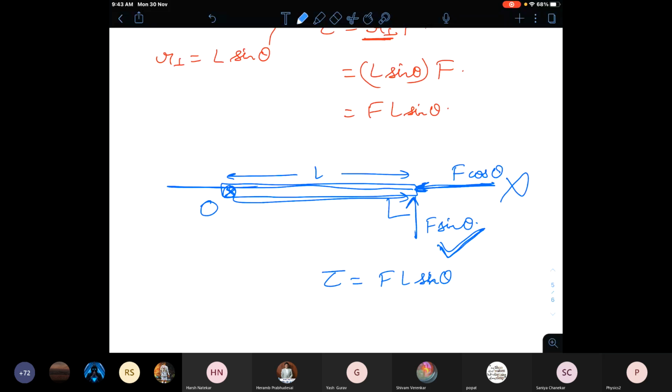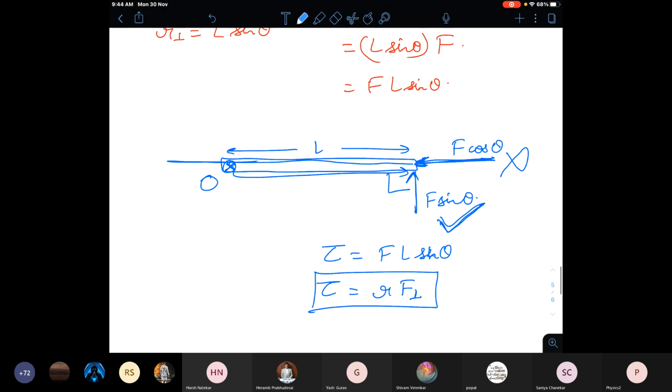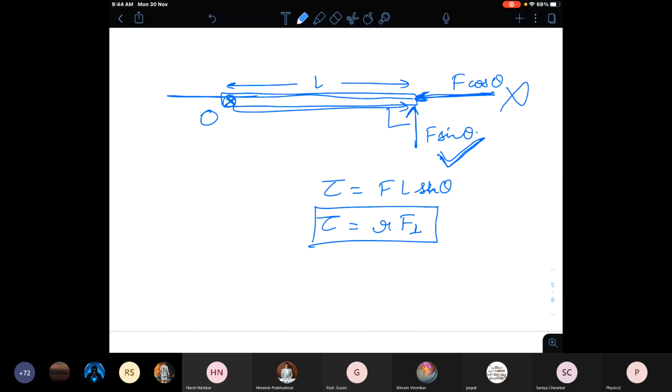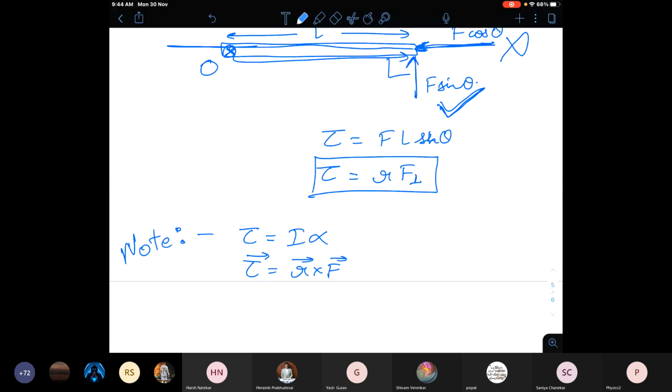So torque has another way to be seen, another variation. Torque can be written as R into F perpendicular. So finally, what is the result I have for torque? You can just note it down. I have formulas for torque. One is torque equals I alpha. Next is R cross F, torque equals R cross F. So this becomes four formulas.